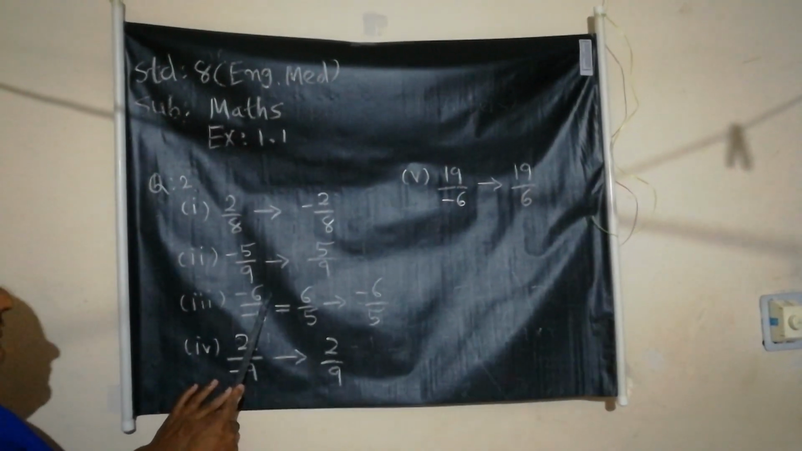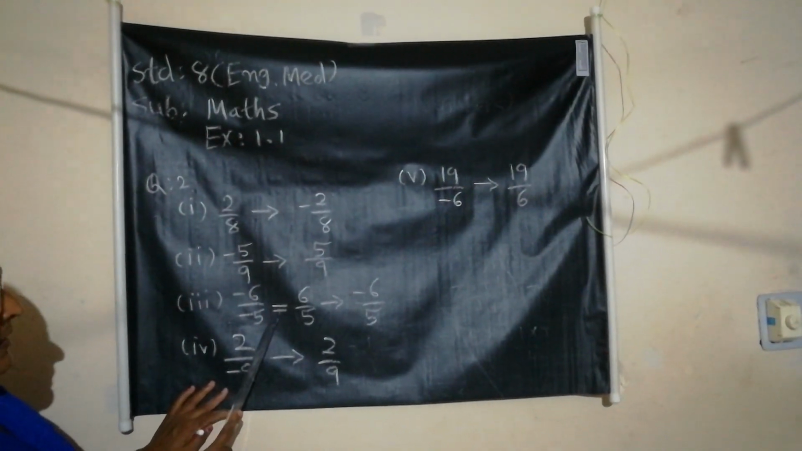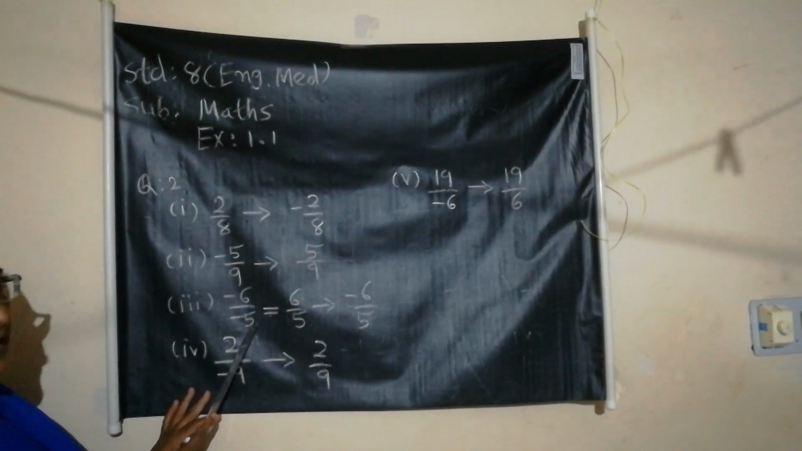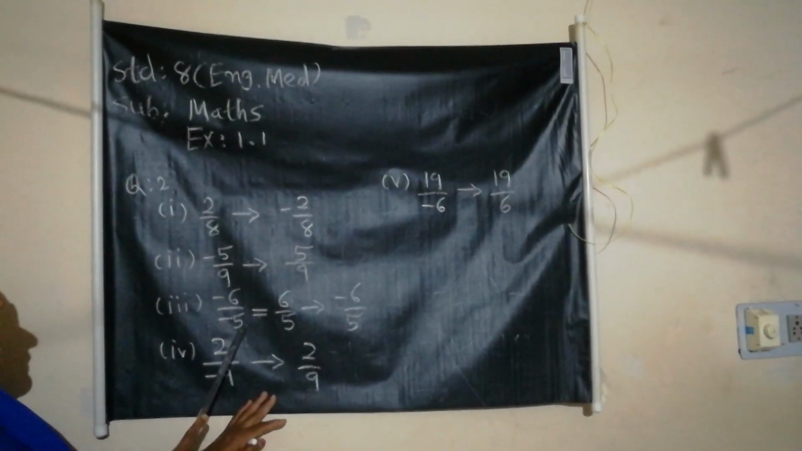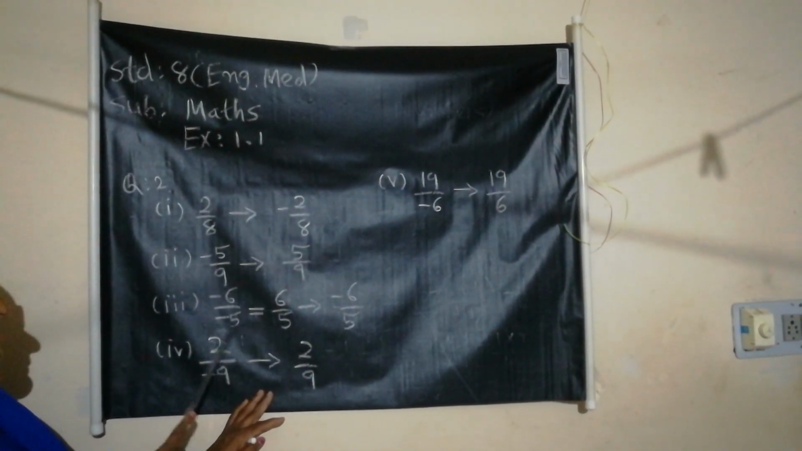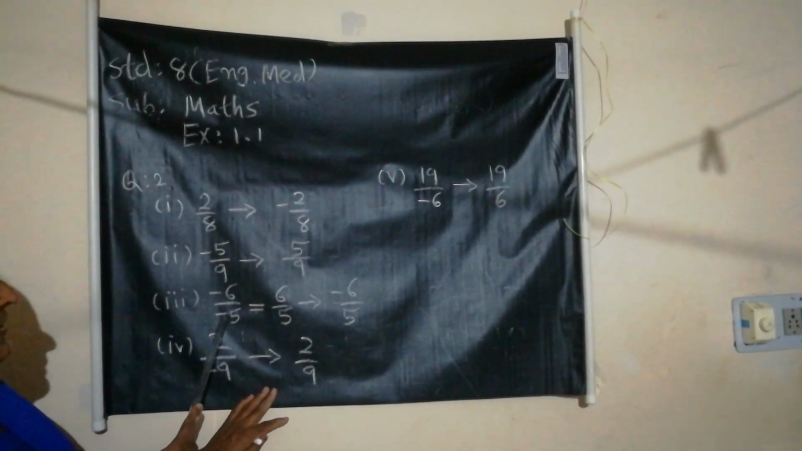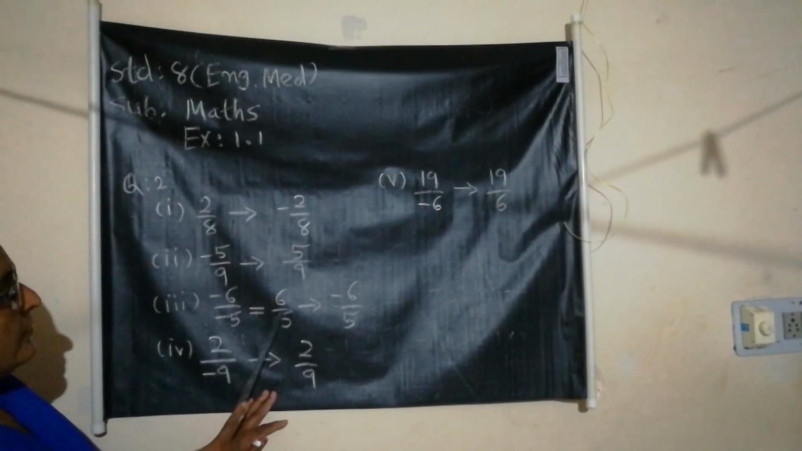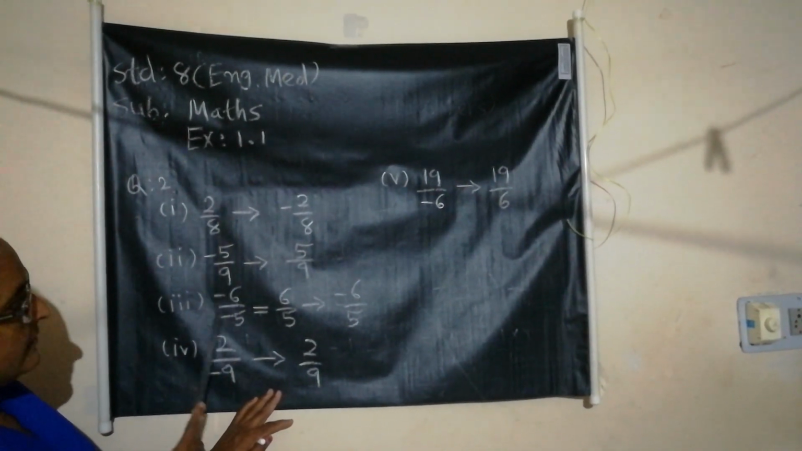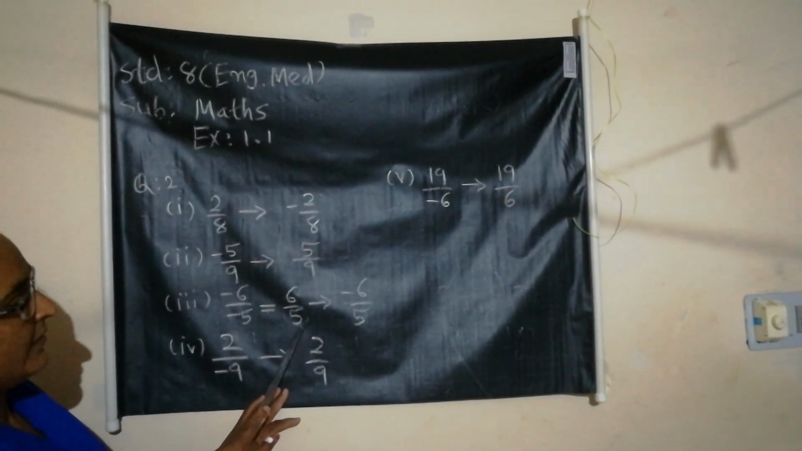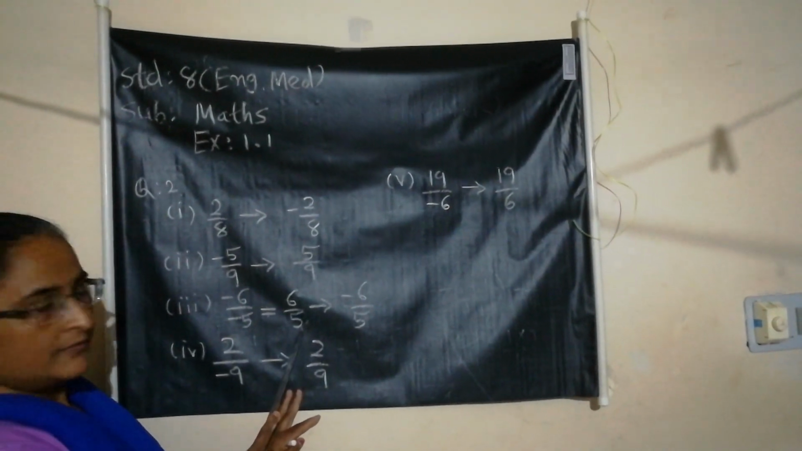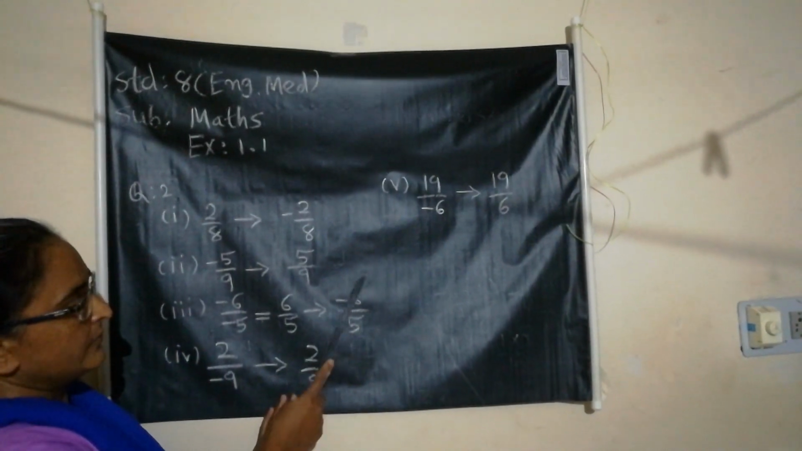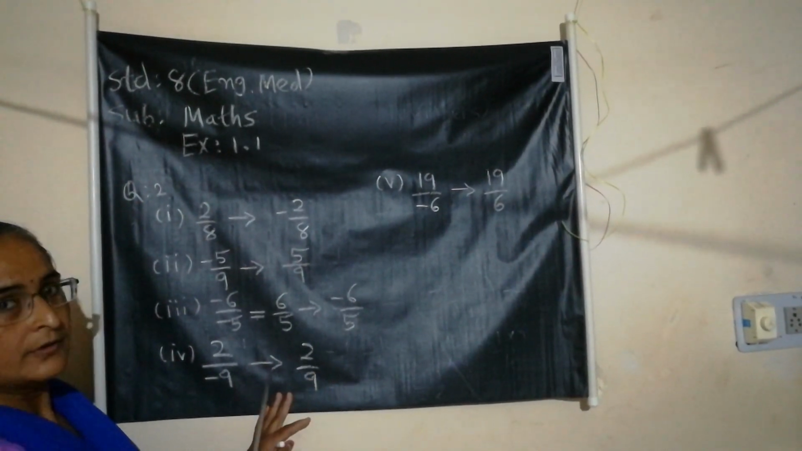Third, negative 6 upon negative 5. Friends, here the denominator and numerator both are negative. Therefore, ultimately this fraction is positive. Negative into negative equals positive. Therefore, this number itself is 6 upon 5. Now the additive inverse of 6 upon 5 is negative 6 upon 5. Therefore, the answer will be negative 6 upon 5.